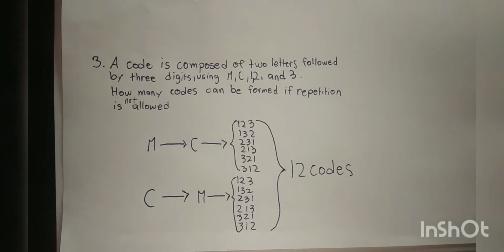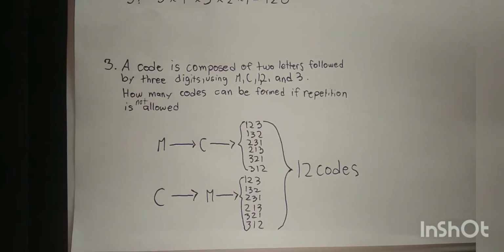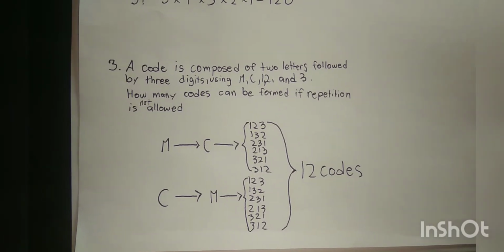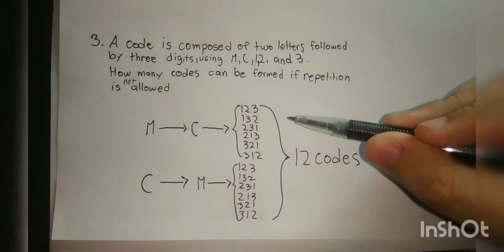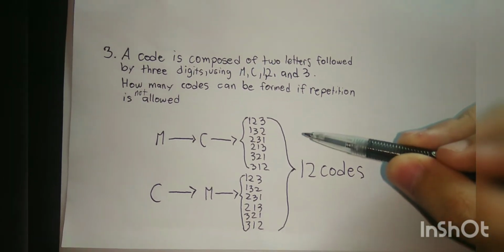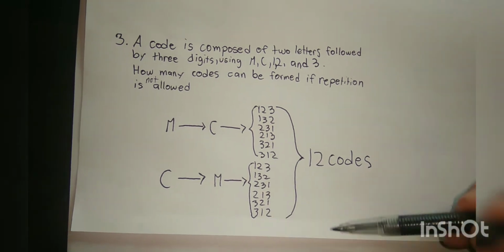We can use either M or C as the first letter of the code, and then you add it to the number of times you can arrange 1, 2, and 3. And in this case, it is 1, 2, 3, 1, 3, 2, 2, 3, 1, and so on. And the result would be a total of 12 codes.